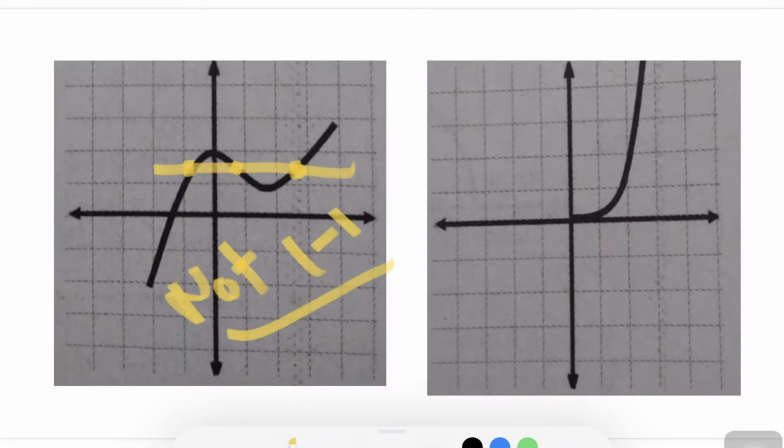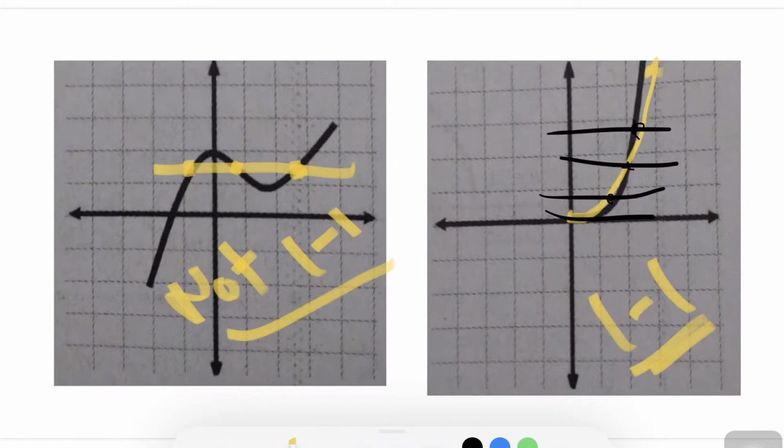Okay, for the fourth one, since the drawing is not quite right, it should be like that. So if you make a horizontal line, you will intersect each graph exactly once. So this is a one-to-one function, just for that part of the graph.